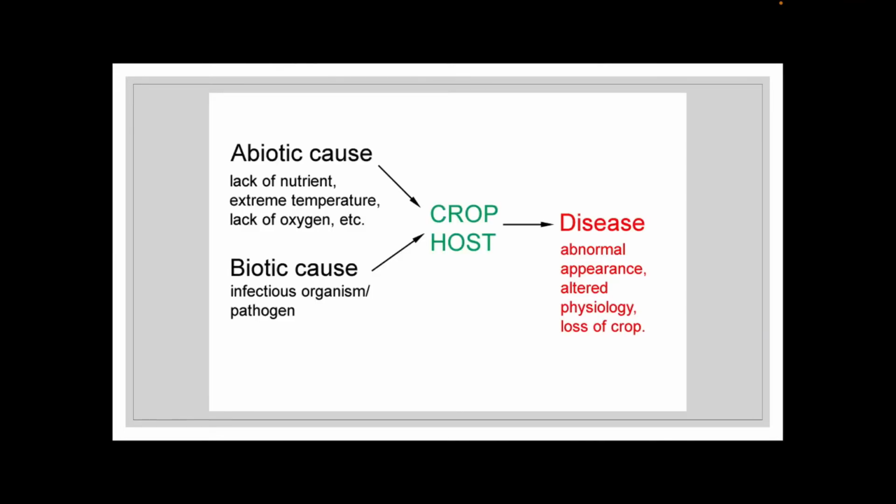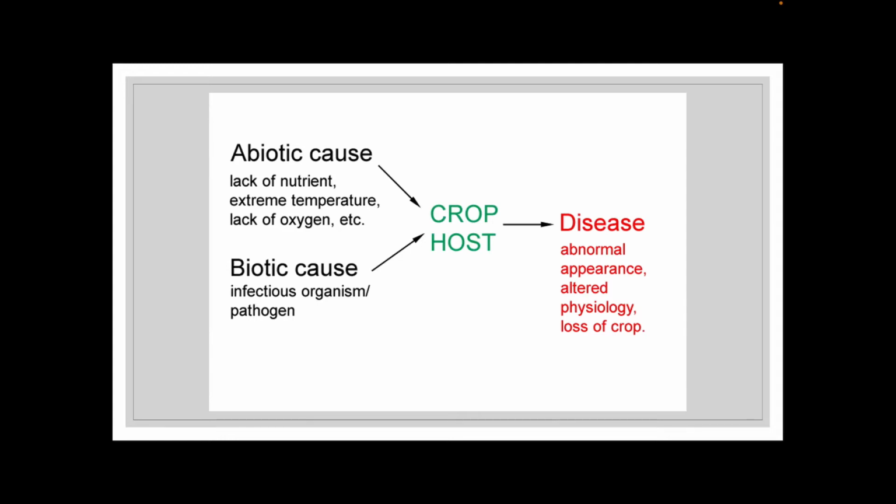There are two basic types, biotic and abiotic. A biotic agent is something that's caused by an organism. A disease-causing organism, a fungus, a bacteria, a nematode, some sort of pathogen. An abiotic agent is going to be something in the culture of the plant, lack of nutrients, temperature problems that we're having, lack of oxygen, too much water, too little water, too much sun, not enough sun. And those things are going to change the behavior of the plant.